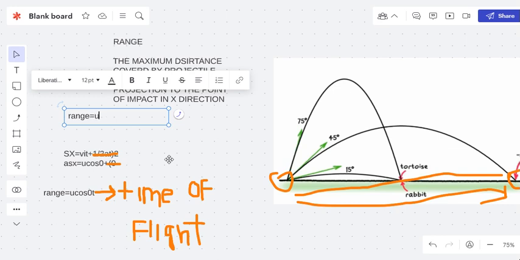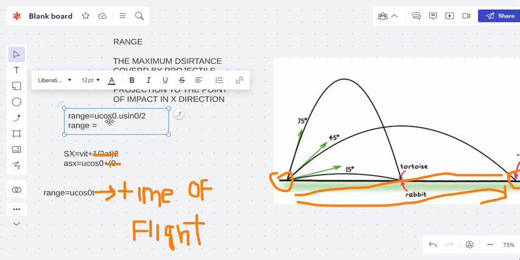It will be something like this: u cos theta multiplied, for multiply I can use the dot, by u sin theta divided by g. So after complete calculation it is something like this. There will be the double angle identity. I'll be solving again here, so that you can understand what it means.